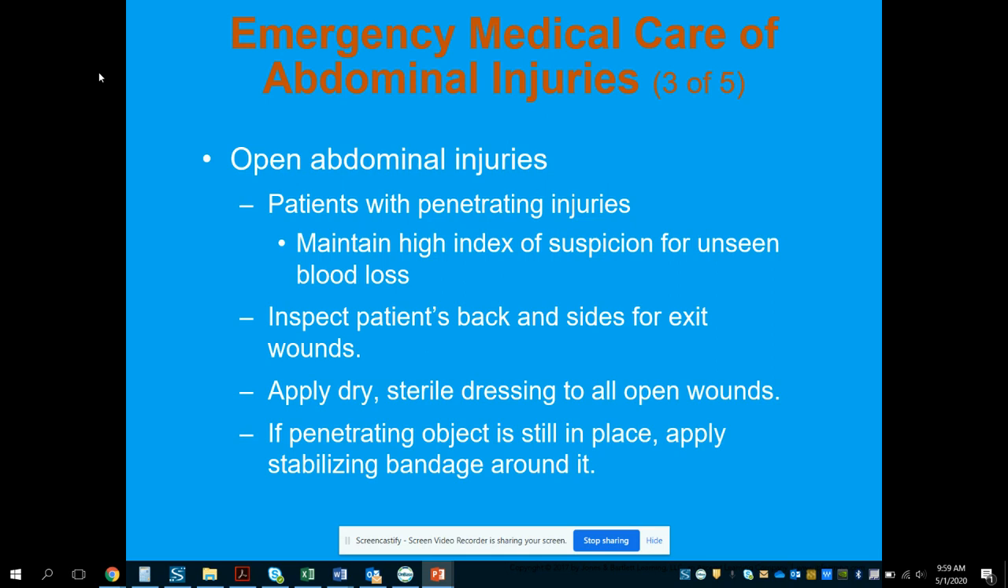The only 2 times that we would remove the penetrating object is if it is interfering with CPR or interfering with airway management. So in the abdomen, we don't really have either of those concerns. So this should be staying in place and stabilized as much as possible so that we don't cause any additional injury going with removing that.